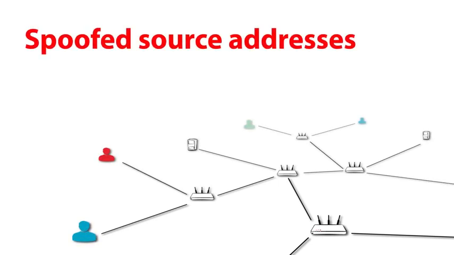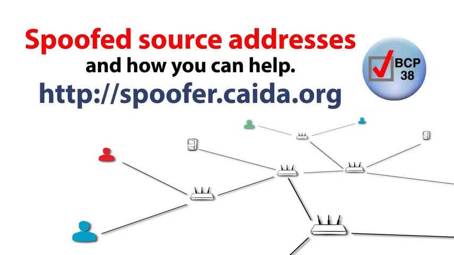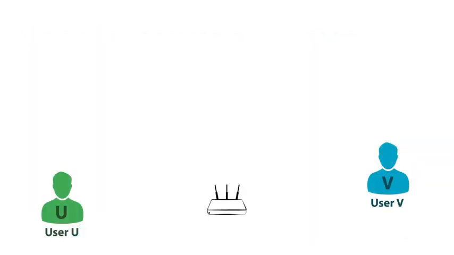Today we're going to talk about a fundamental vulnerability of the Internet, spoofed source addresses, why it is a problem, and how you can help measure and mitigate it. Simply by downloading this tool, you will be able to help improve Internet security. First, a little background about how data moves across the Internet.